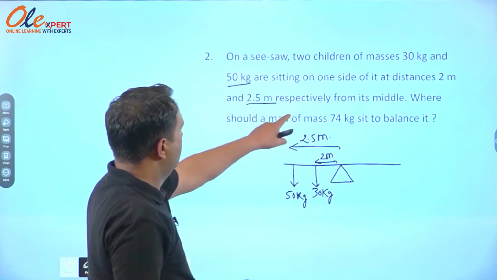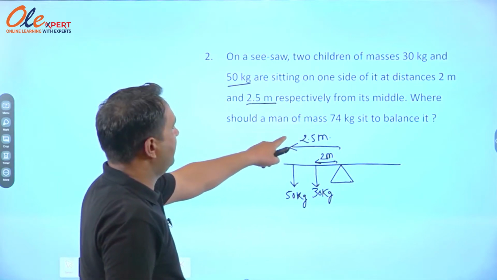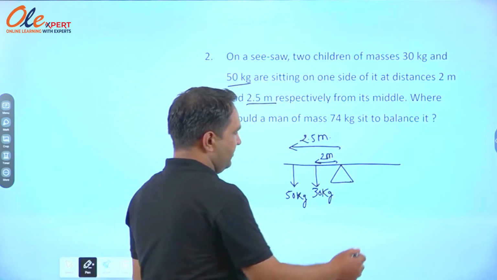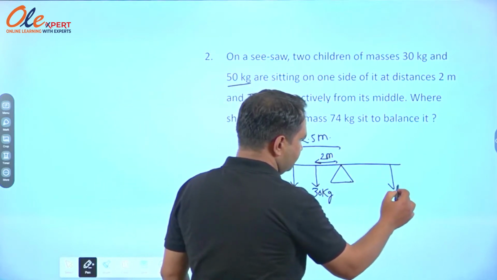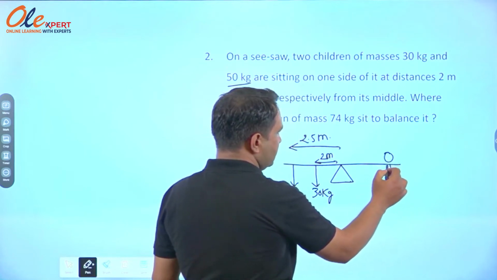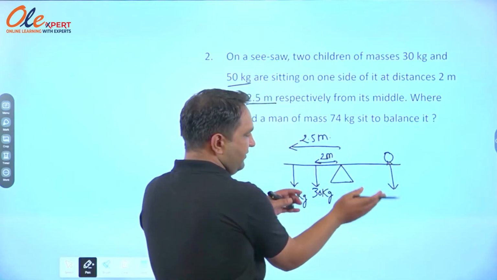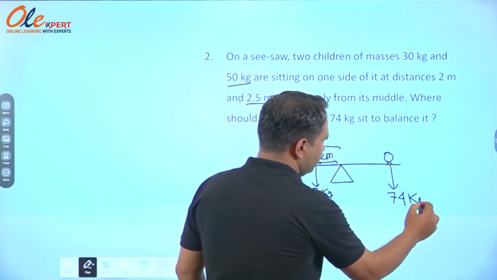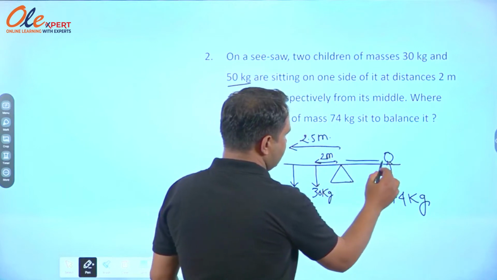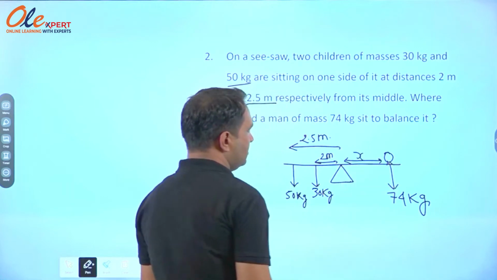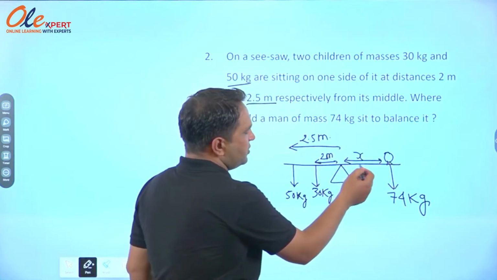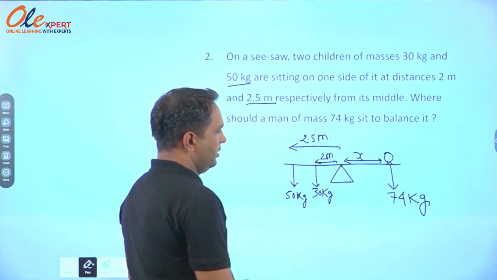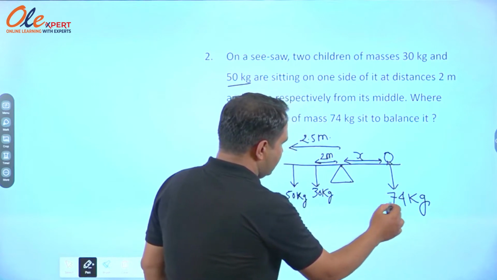Now, from its middle, where should a man of mass 74 kg sit to balance it? Of course, he will sit somewhere at this side. Then only it will be balanced, and his mass is given as 74 kg. So, what should be this distance? At which distance should he sit? Suppose that he is sitting at a distance of x from the fulcrum. So, it will be balanced.